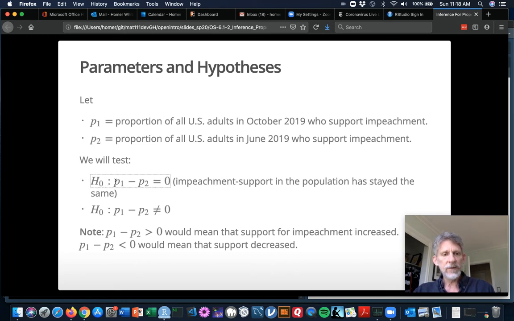The null hypothesis is just going to say P1 minus P2 is 0. So it's the uninteresting hypothesis that impeachment support in the American public has stayed the same between June and October, and that 52 versus 45% we saw in the samples is just due to chance variation in the sampling process. And the alternative hypothesis is saying, no, that observed difference is too big to be explained that way. There must have been a shift in the population.